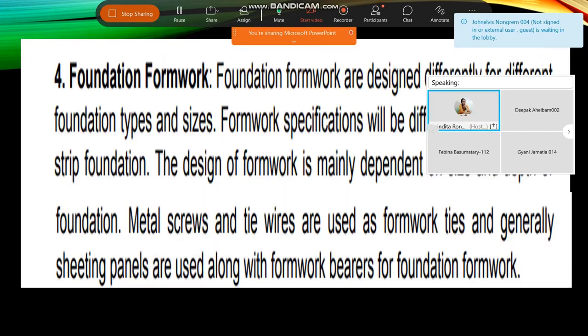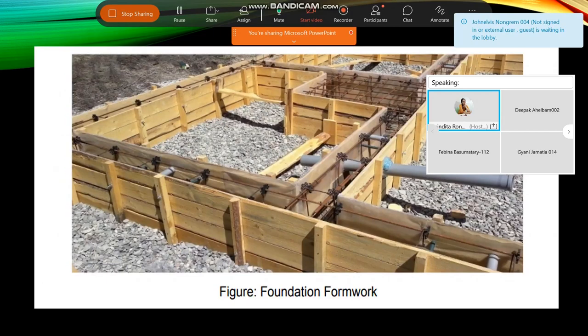4. Foundation formwork. Foundation formwork are designed differently for different foundation types and sizes. So, formwork specifications will be different for isolated and strip foundation. The design of formwork is mainly dependent on size and depth of foundation. Metal screws and tie wires are used as formwork ties, and generally sheeting panels are used along with formwork bearers for foundation formwork. Here is a picture of foundation formwork.